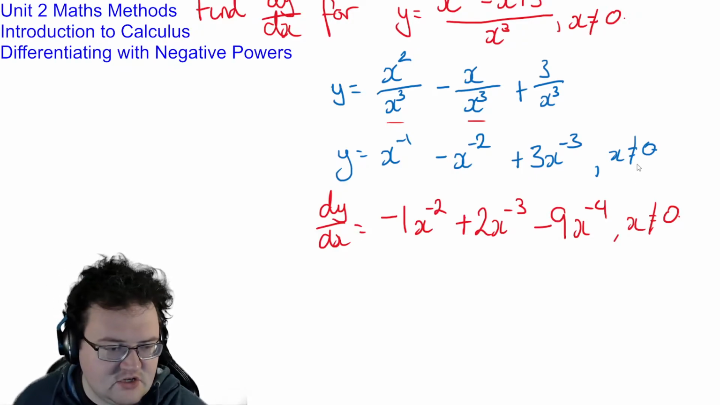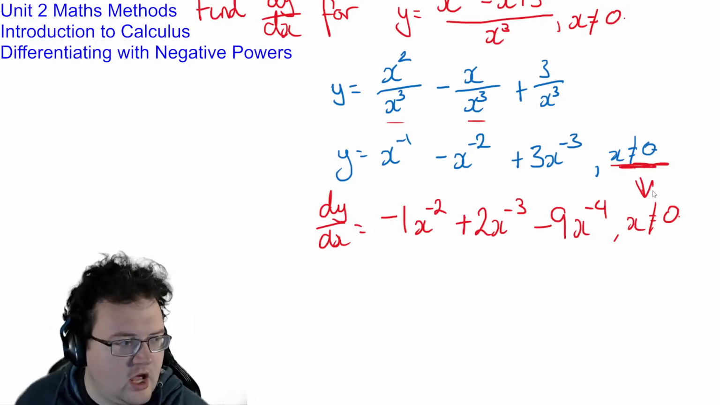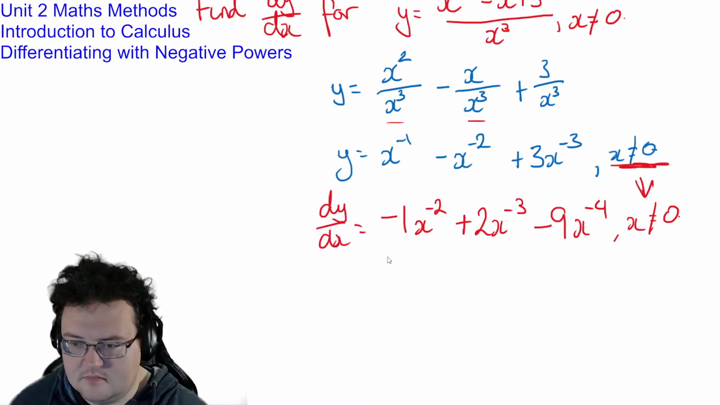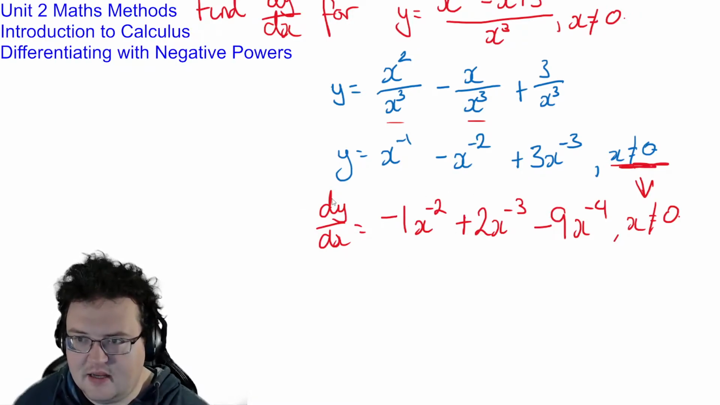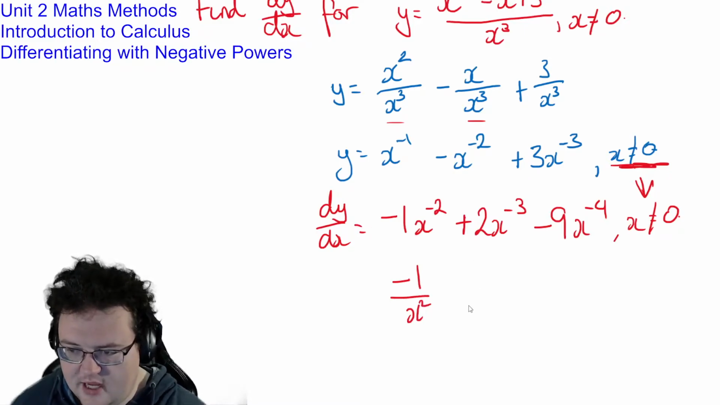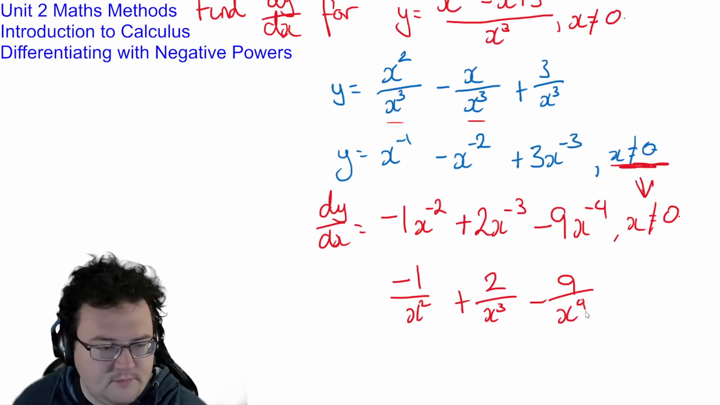If there's a restriction up here, the restriction will keep applying as we go down. And then if you were to write it in a similar way to how it was written at the top, you could write it as negative 1 on x squared plus 2 on x cubed minus 9 on x to the 4.